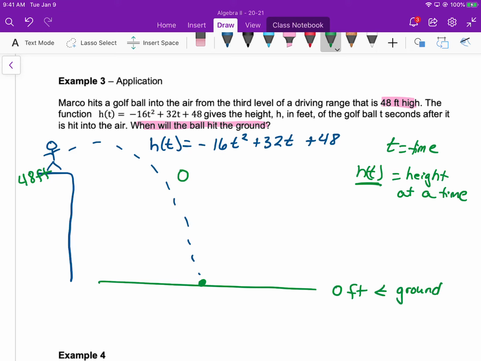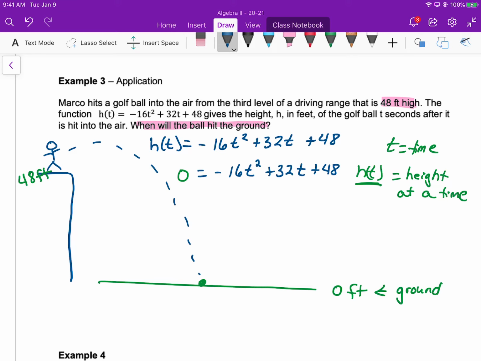And I know from before, in order to figure out how to solve quadratics, I need to set them equal to 0, which works for this problem. So now I have negative 16t squared plus 32t plus 48. I have a couple of different options. I can graph this and look for my intercepts, or I can factor because I like to factor.